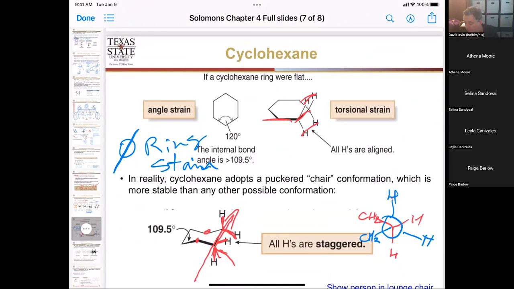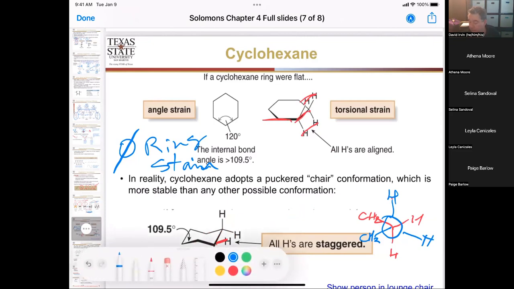So if we look at it here, I'm going to draw it a little bit differently right here. So here's the back of the chair, here's the foot of the chair, and here's the seat of the chair. That's why we call it the chair conformation. Okay, so I'm going to teach you a really quick way to be able to draw a chair conformation. Okay, it's not that hard. It just takes a little bit of practice.